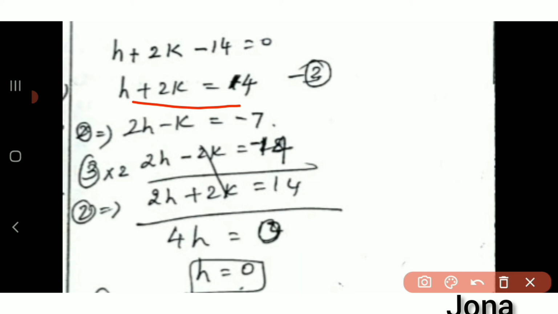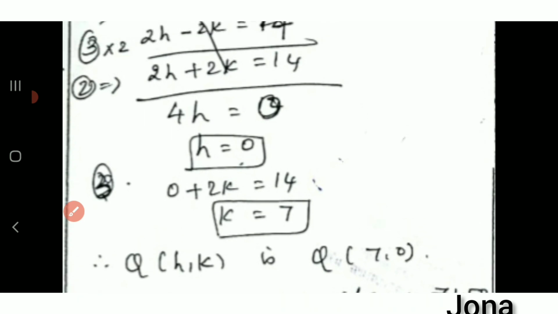And then we have this 2h minus k equal to minus 7 also there. We want to find the value of h and k, isn't it? So we want to solve the equations, so that we multiply the equation by 2 here, so that we have 2h plus 4k equal to 14. And then solve these equations. We have 4h equal to 0. Therefore, h equal to 0 only.